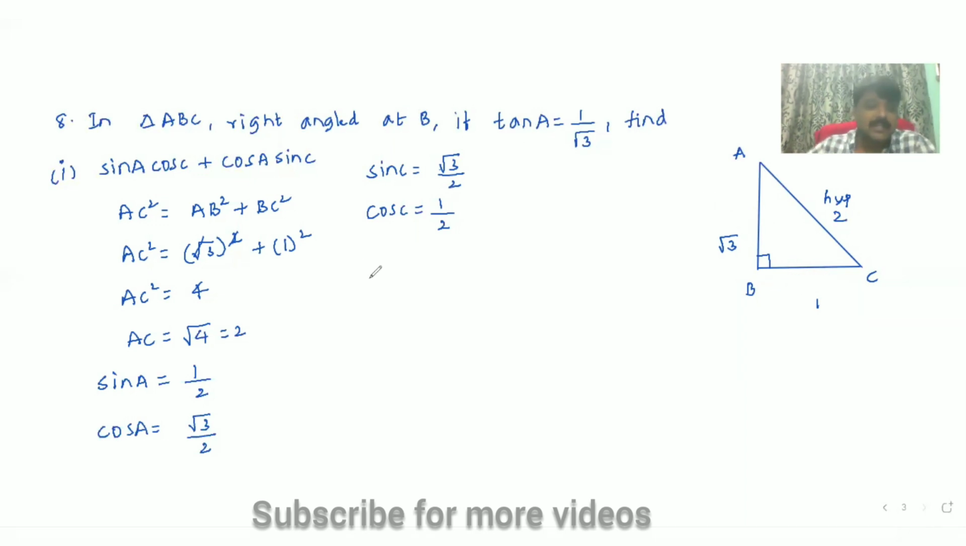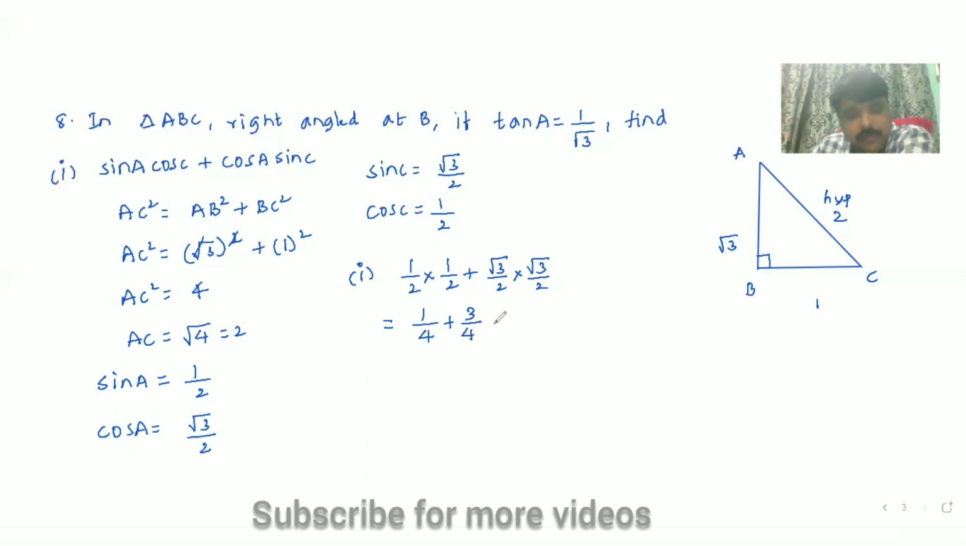Now the first one we are asked is sin A cos C plus cos A sin C. Sin A cos C plus cos A sin C. 1 by 4 plus root 3 into root 3, 3, 3 by 4. 1 plus 3 by 4, 4 by 4, which equals 1.